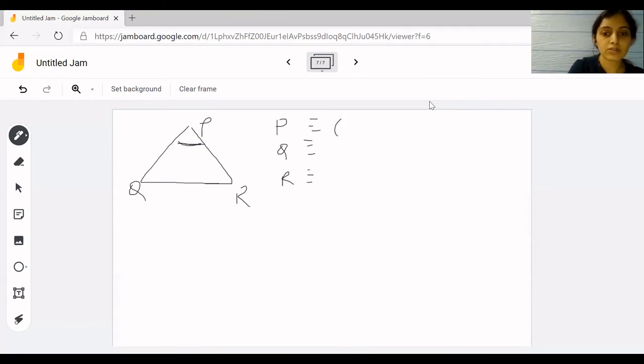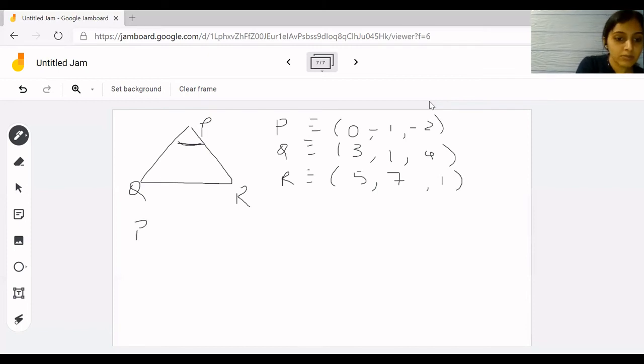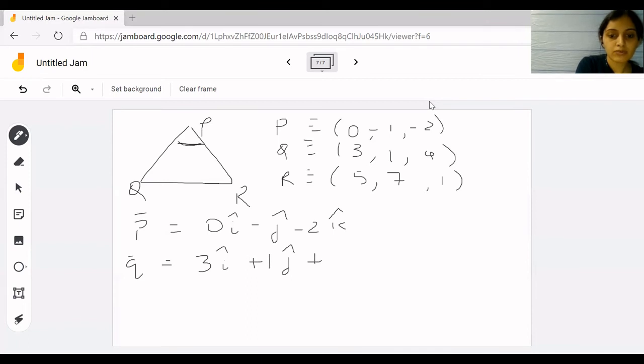So let me write the coordinates first. P is 0, minus 1, minus 2. Q is 3, 1, 4. R is 5, 7, and 1. So how do you write their vectors then? We can write P bar is equal to 0i cap minus j cap minus 2k cap, Q bar is equal to 3i cap plus 1j cap plus 4k cap, and R bar is equal to 5i cap plus 7j cap plus 1k cap.